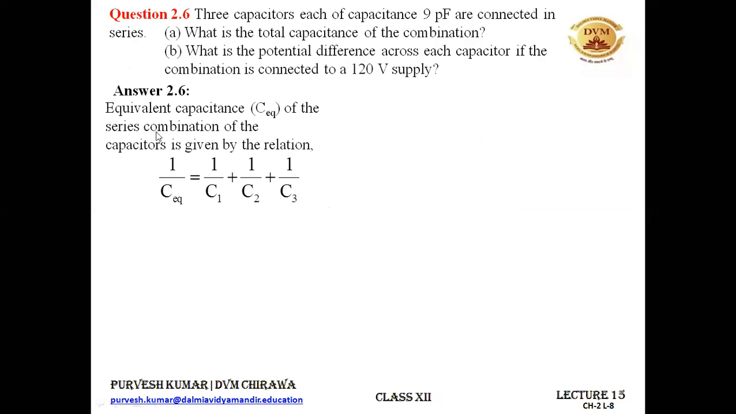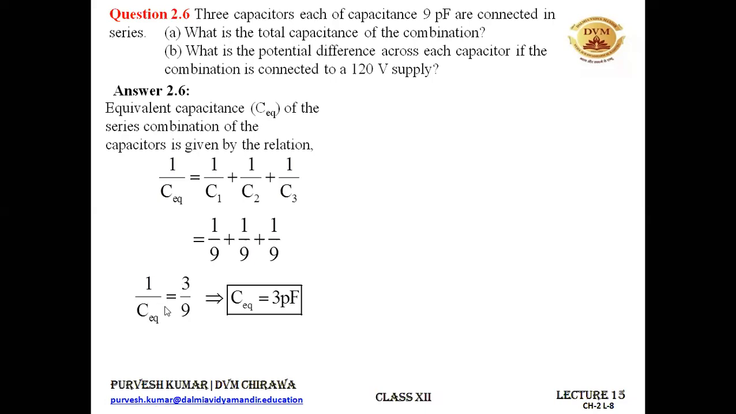When the capacitances are connected in series, the equivalent capacitance is given by this relation: 1 upon C equivalent is equal to 1 upon C1 plus 1 upon C2 plus 1 upon C3. Put the values of C1, C2 and C3. They are equal to 9 picofarad only. That is equal to 1 by 9 plus 1 by 9 plus 1 by 9. And 1 upon C equivalent comes out to be 3 by 9. It is not the value of C equivalent, it is the value of 1 upon C equivalent. So in order to get the value of C equivalent, you need to take the reciprocal of this. It becomes 1 by 3, and C equivalent becomes equal to 3 picofarad.